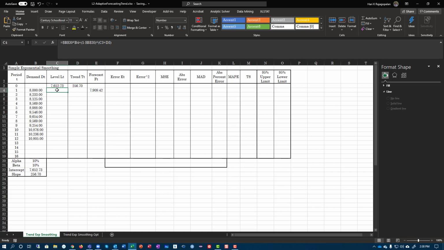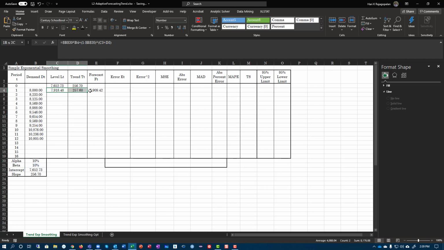Now, you've got to recalculate level, which will be alpha multiplied by your demand plus 1 minus alpha times level plus trend. So here we have that. Don't forget to put the dollar sign for your alpha, because when you copy it down, it's going to cause problems. Similarly, for trend, it would be beta multiplied by your new level minus your old level, and then 1 minus beta times your old trend. So here we've got that going.